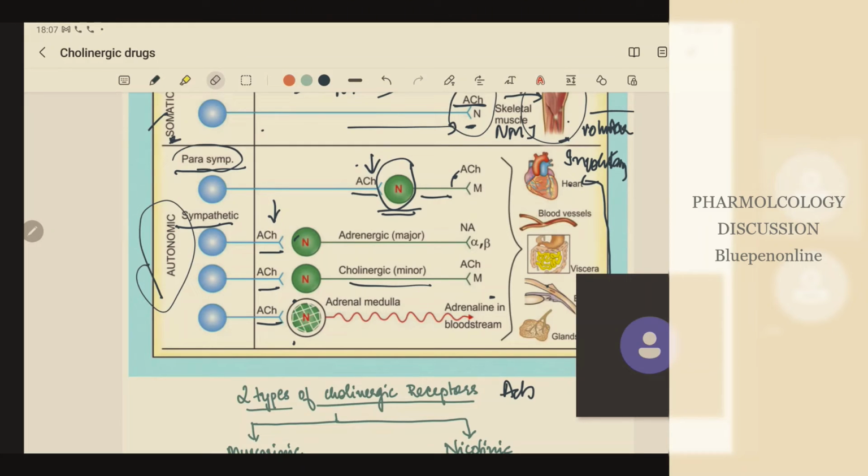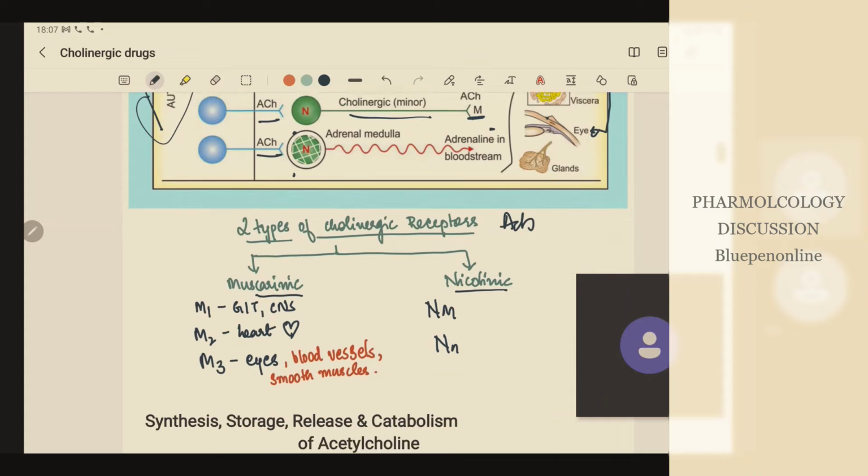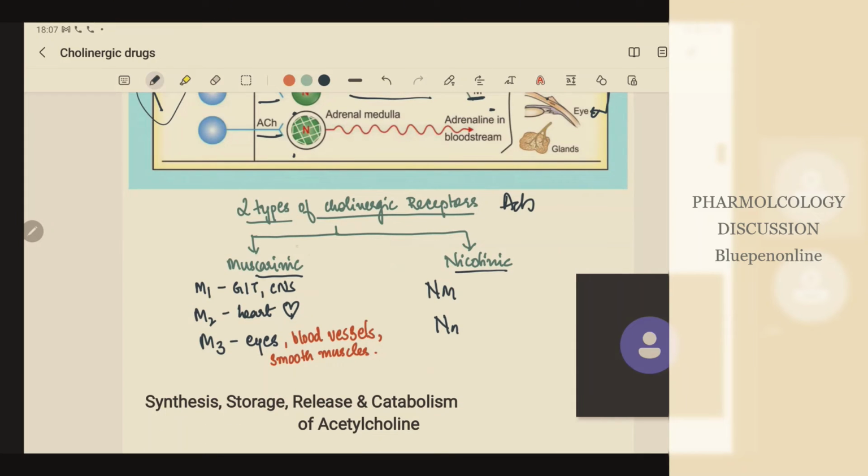you can see the M written there. This M is nothing but muscarinic. You see the N written here. This is nothing but nicotinic. Why is it divided like this? Because the muscarinic is involuntary, while nicotinic is predominantly voluntary.